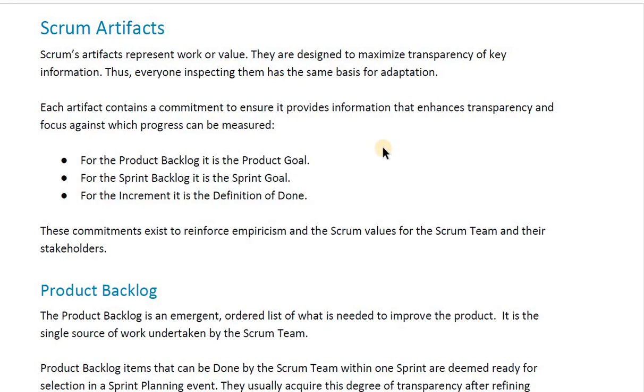Now I would like to make a video on Scrum artifacts. This video will be helpful for the professionals who are looking to sit the PSM exam or PMI-SCP exam or CSM exam. Our objective is to help the aspirants so that they can easily pass the exam.